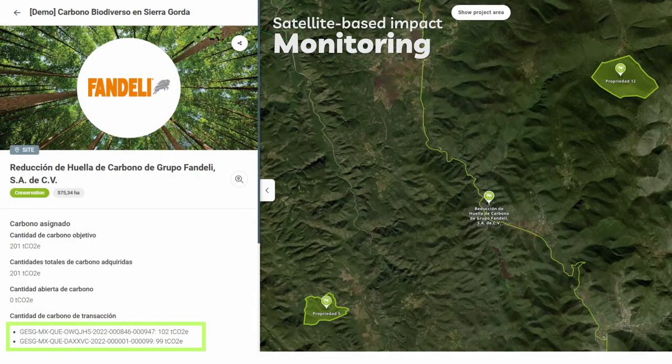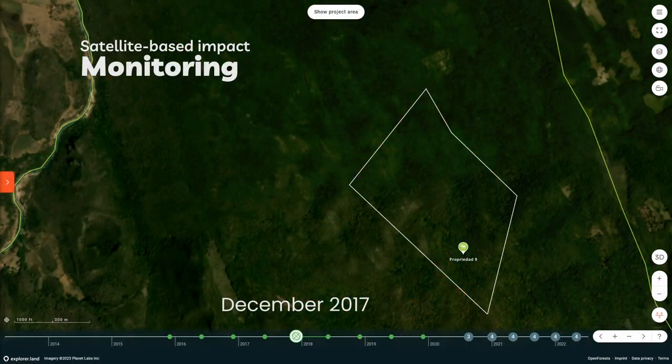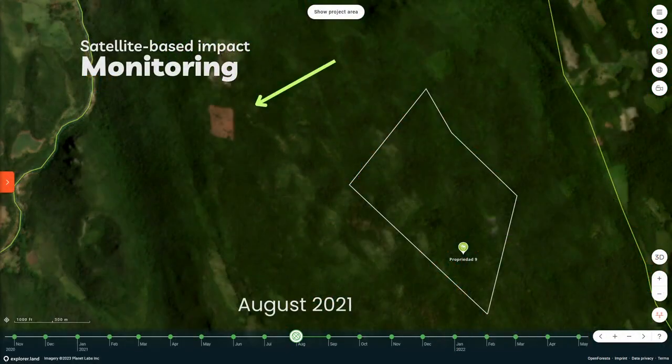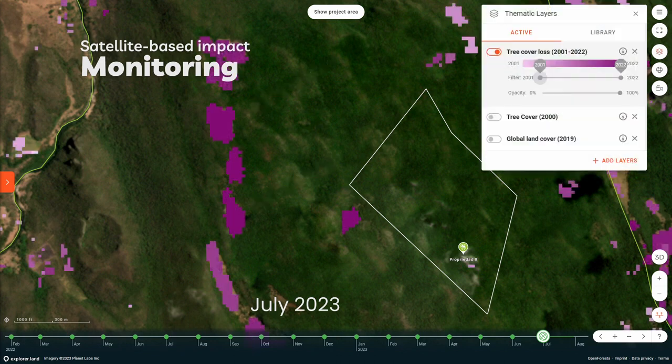Each transaction from a project owner, from a property towards a company or a corporate is also documented geographically on a map. By tracking deforestation via satellite imagery and data, we can make sure that the permanence of a project can be monitored and guaranteed.